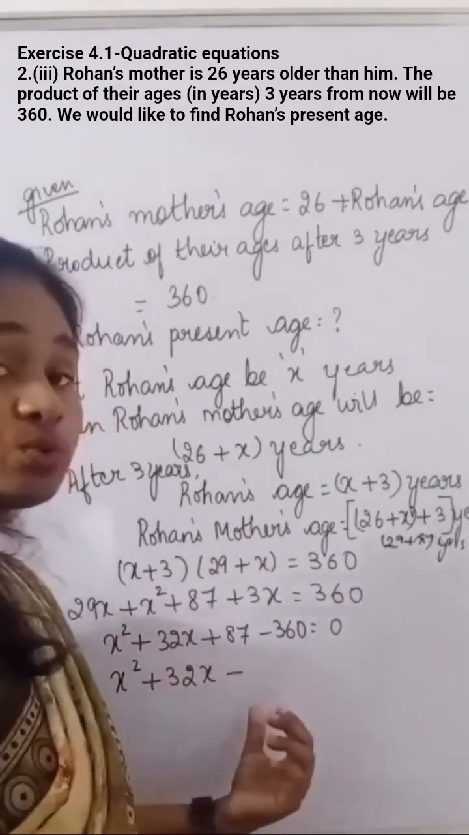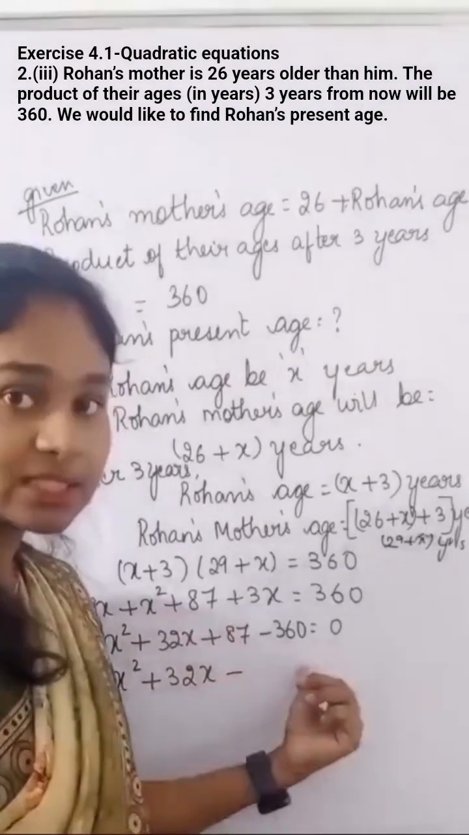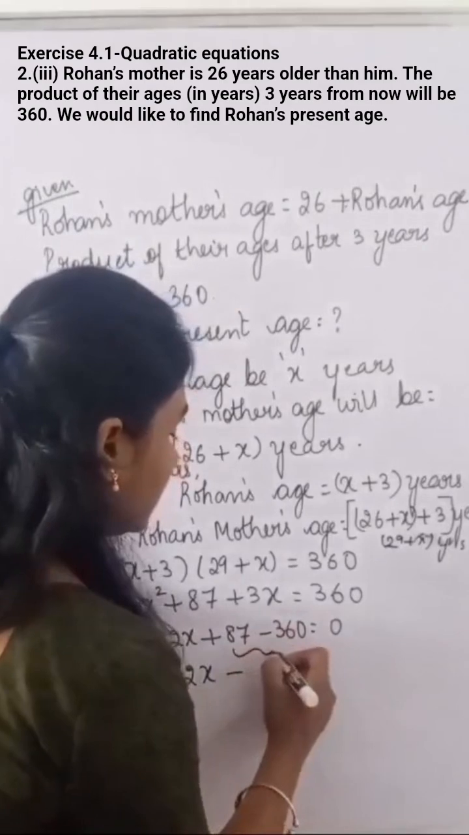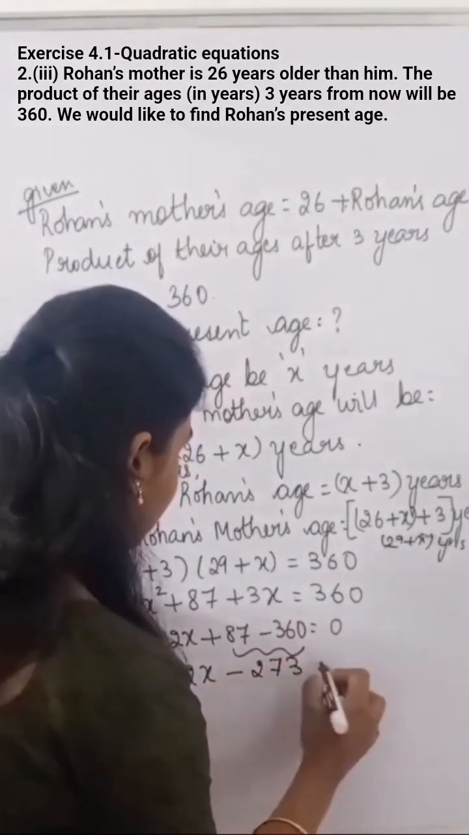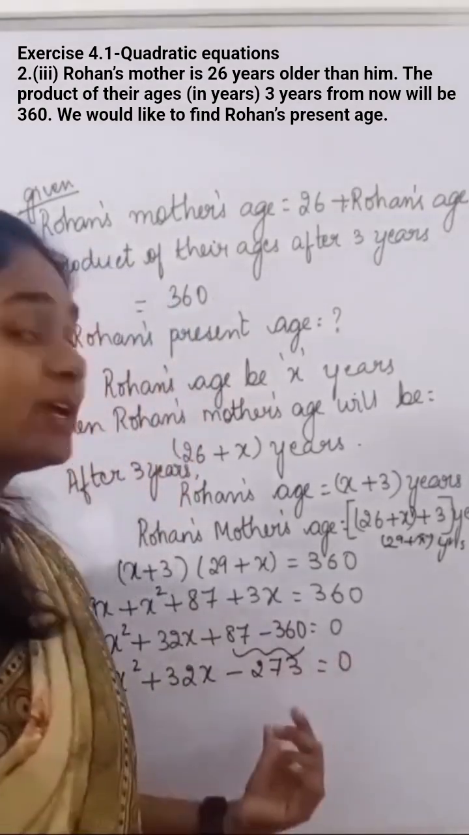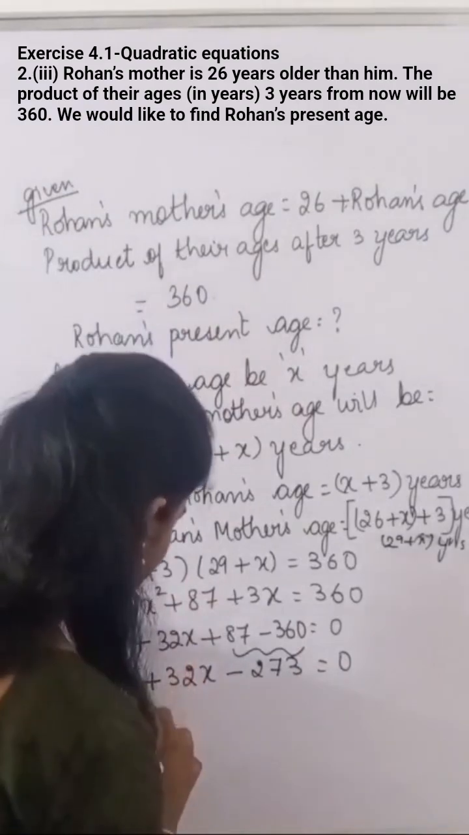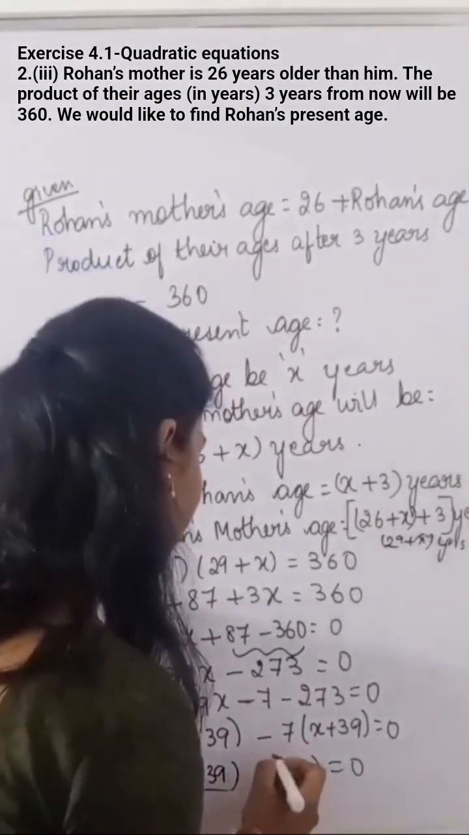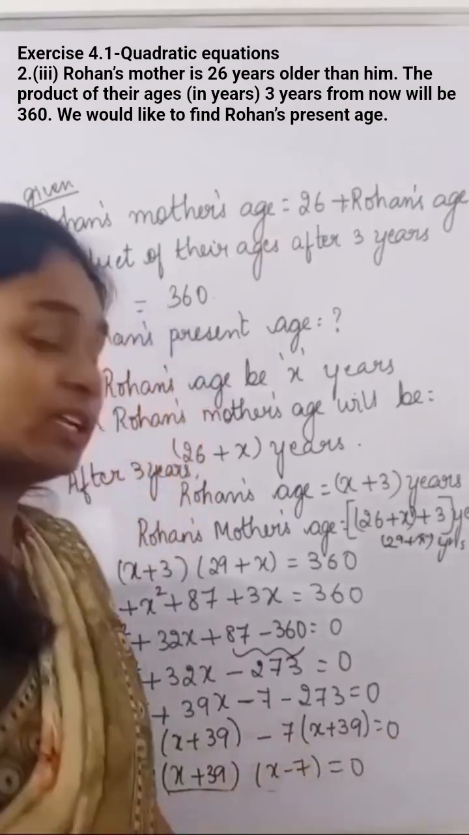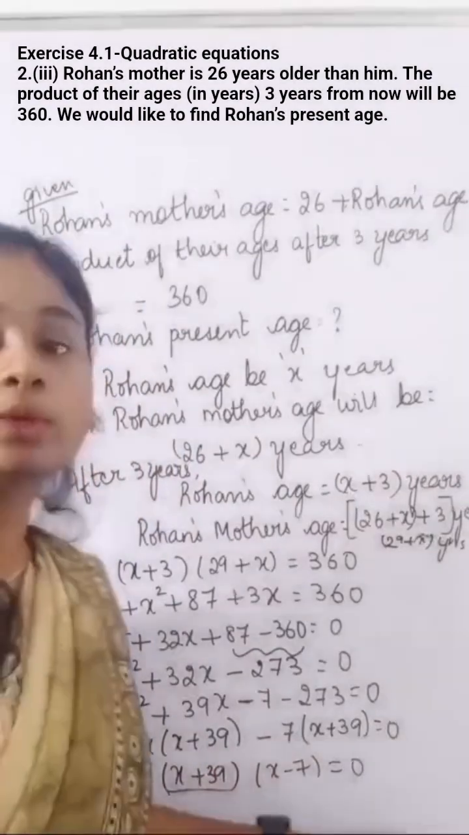So when we take the product of these two, we get this equation. When we rearrange it, what do we get? x square plus 32x plus 87 minus 360. When I take the difference of these two, I get x square plus 32x minus 273 equal to 0. Therefore my factors will be 39 and 7. We get x into x plus 39 and minus 7 into x plus 39. So the factors are x plus 39 into x minus 7 equal to 0.